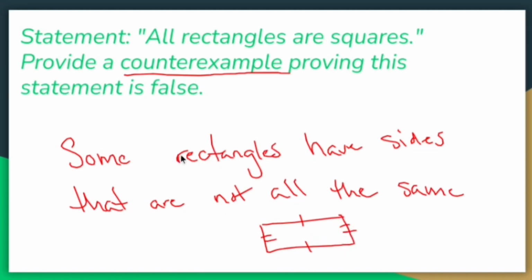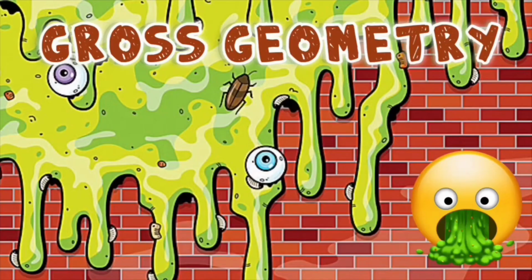So basically, when you see a statement that says all or every or something like that, you're looking for a reason why that all or every is not true. And that's what a counterexample does. It shows you the lies, just like social media.